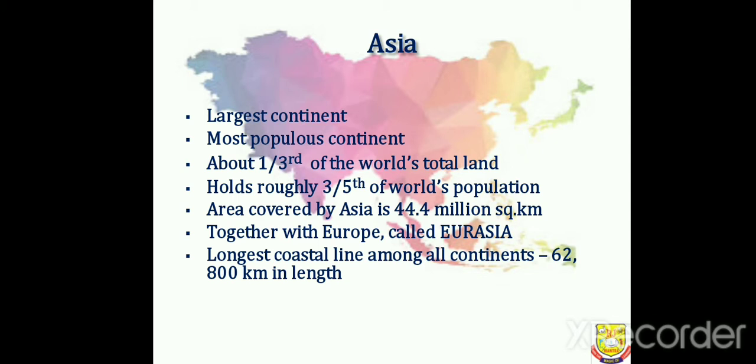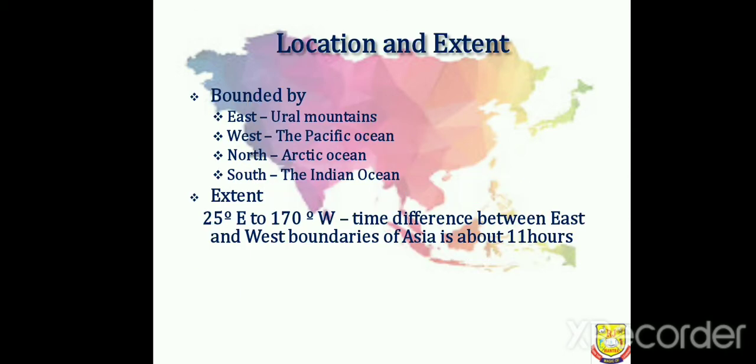Asia has the highest mountain peak in the world as well as the lowest place on the Earth's land surface. It also holds about 3/5 of the world's population. It covers an area of about 44.4 million square kilometer, and Europe and Asia together are often called Eurasia. This is the continent with the longest coastal line among all the continents. You know how long is the coastal line? It is about 62,800 kilometer in length. Now you can look onto a video.